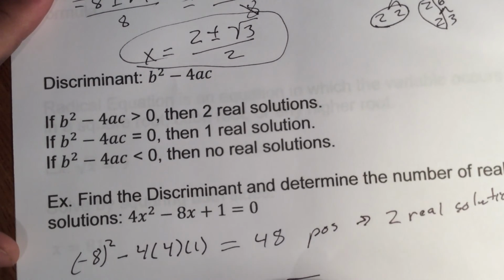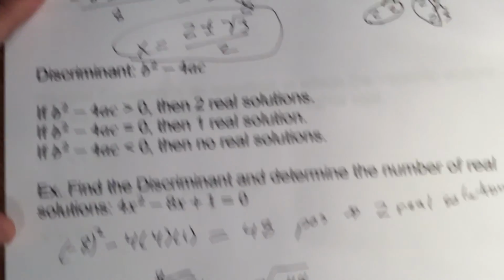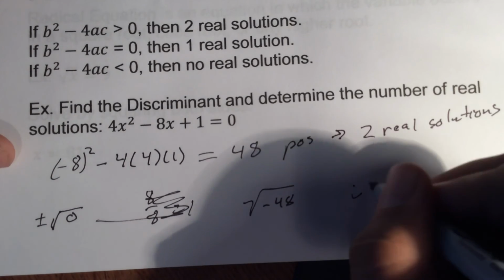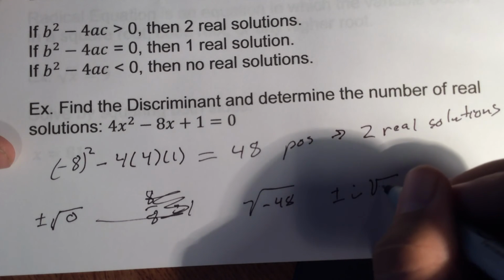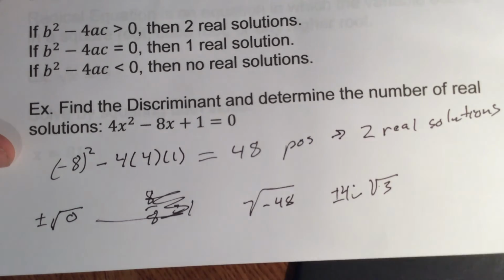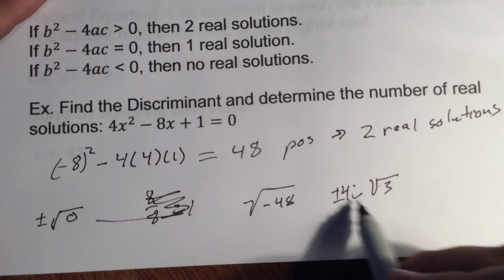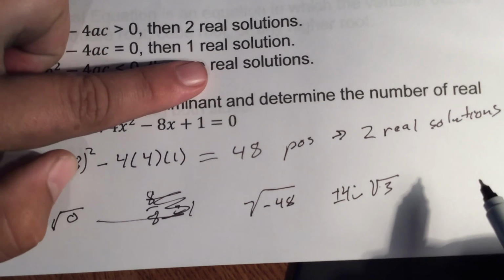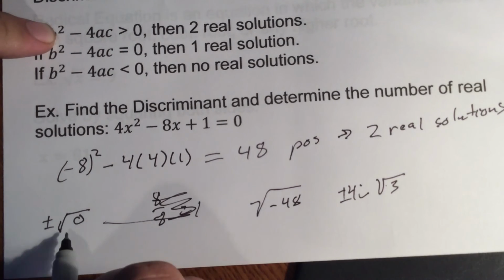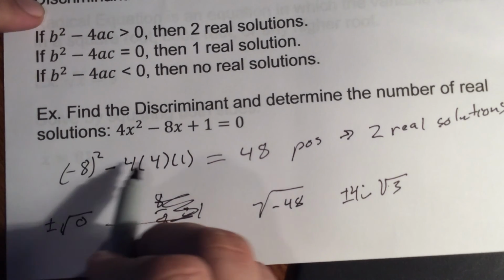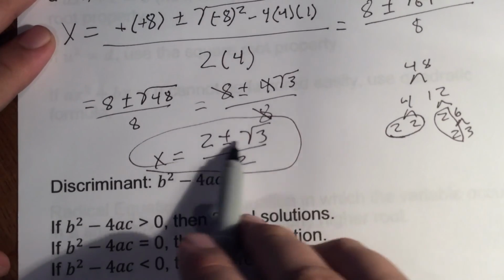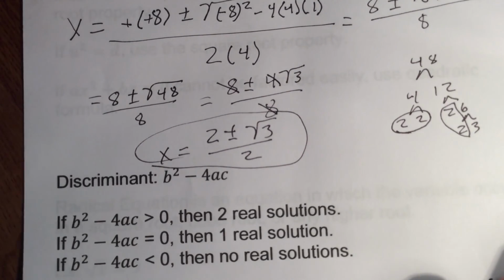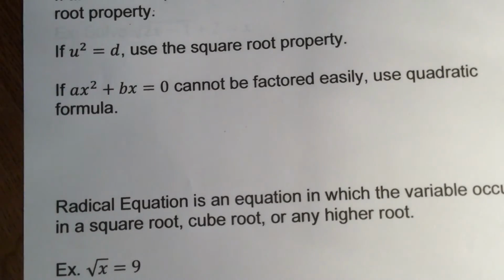Now, if it's, say, a negative 48, for example, well, then we would get our i's involved. It would be plus or minus 4i root 3. So that's where it goes to 2 imaginary roots. We're adding i's to them. So that's why when it's less than 0, we get no real solutions, because we get 2 imaginary. If it's 0, we only get a single one. And then if it's positive, we get 2 real solutions, 2 plus it, 2 minus it. You don't necessarily have to be positive.